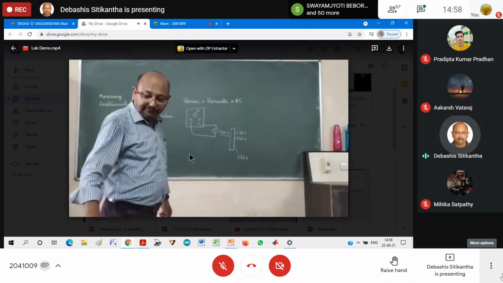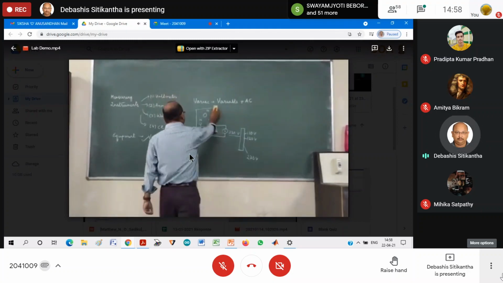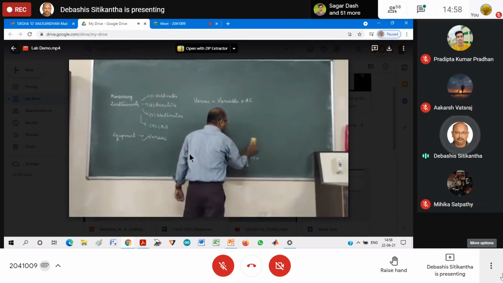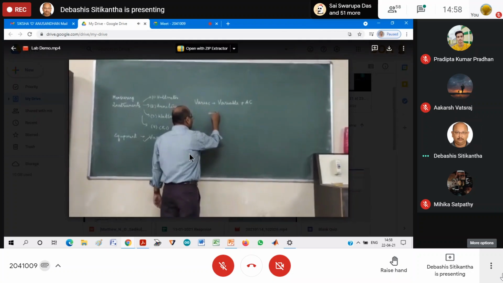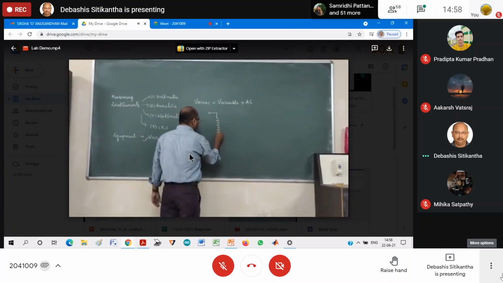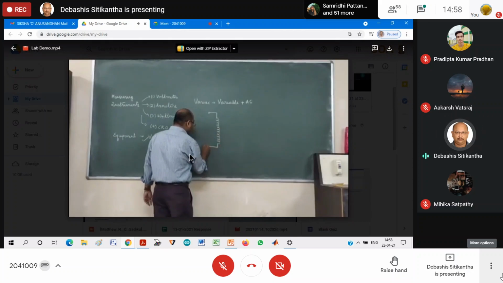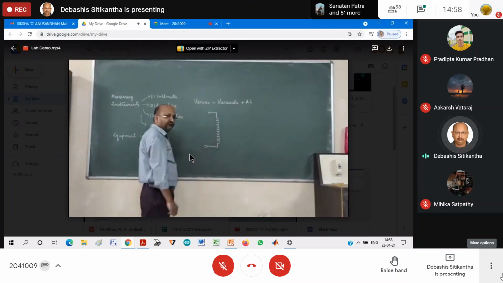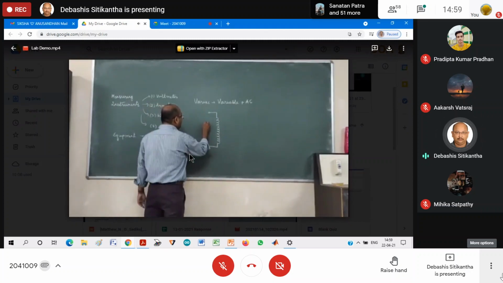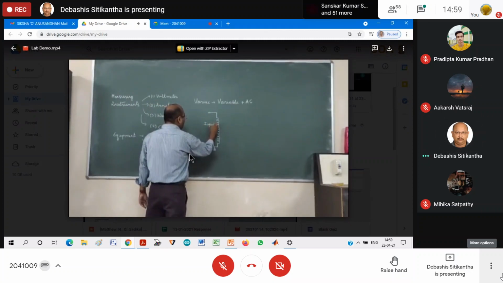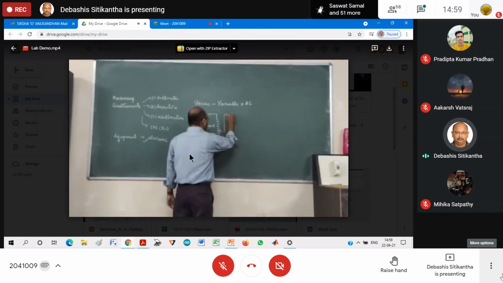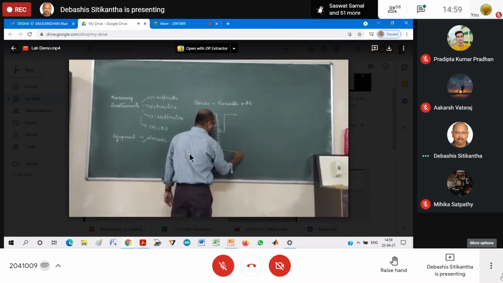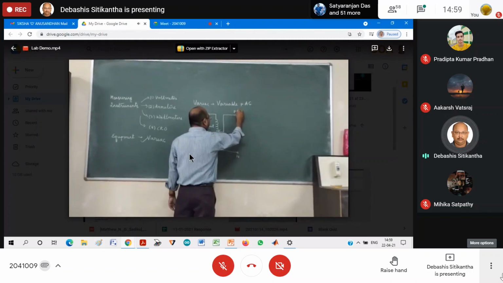Now, the symbol of this variac. Let us draw the symbol. The symbol of this variac is like this. It has a coil like this. This is the input to the variac, and the output is this one. So this is the neutral and this is the phase, but this one is variable.